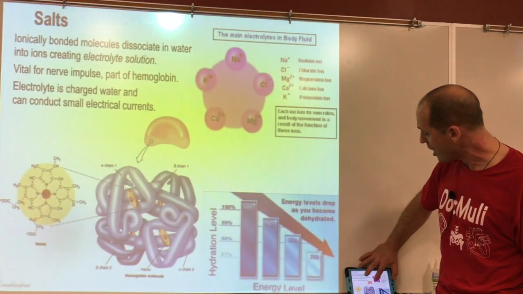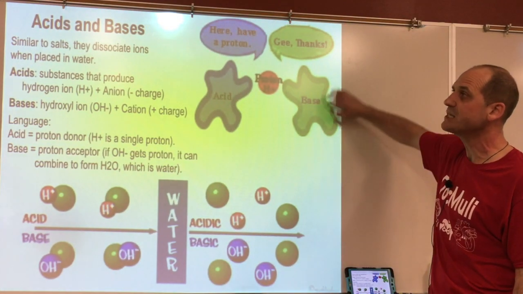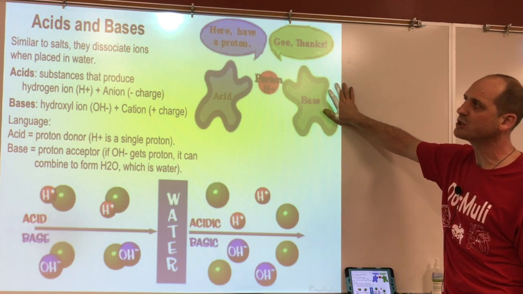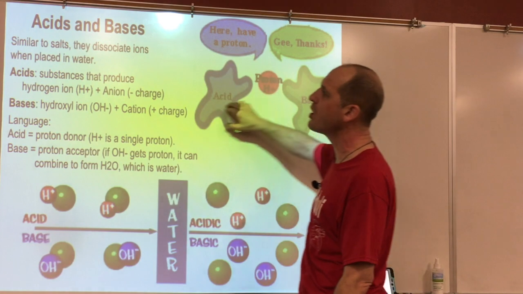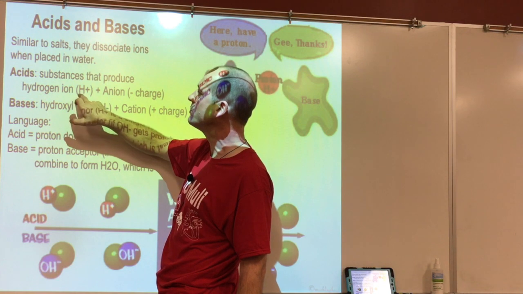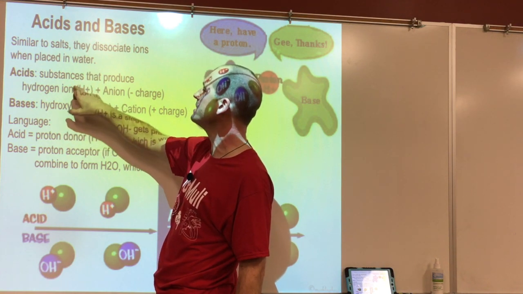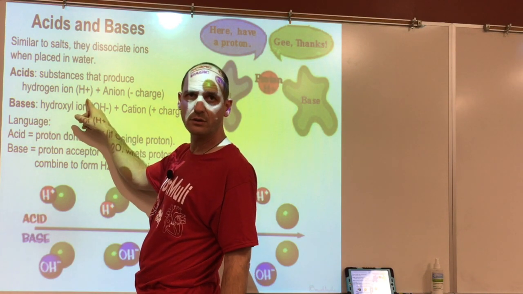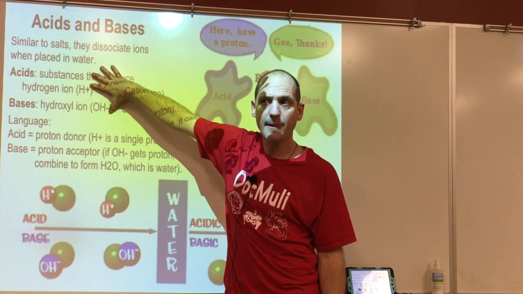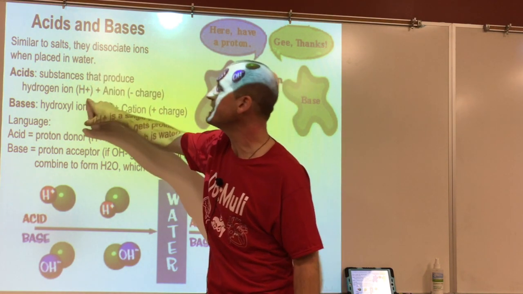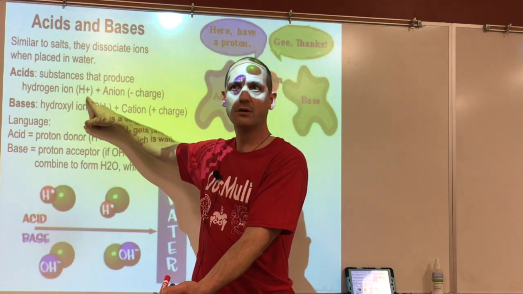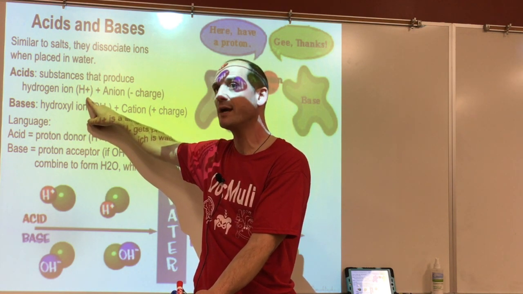So that's the salt. So we have water, we have salts, and then we also have acids and bases. And those are a little more complicated. They're similar to salts, they dissociate when placed in water. So they're like ions that dissociate. But now they release hydrogen ions or hydroxyl ions, which if you combine them, make water, H2O. The molecule that you put in water that releases a hydrogen ion is known as an acid. Because if we have too many hydrogen ions in solution, we're going to have a problem.